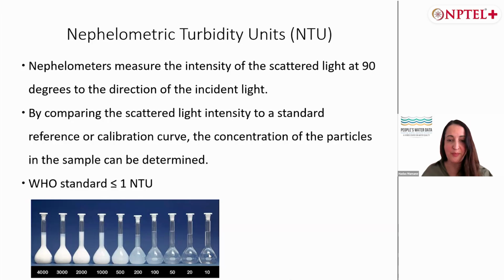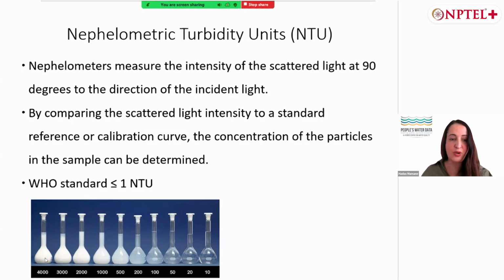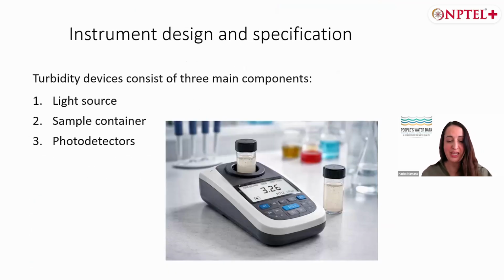And we can see here, for example, in this image, a standard that has 10 NTU and a standard that has 4,000 NTU. The water is supposed to be less than 10, and basically in many countries, the standards are even less than half NTU of turbidity units in the water. We can measure turbidity using different instrumentations, but all the different turbidity meters have three main components.